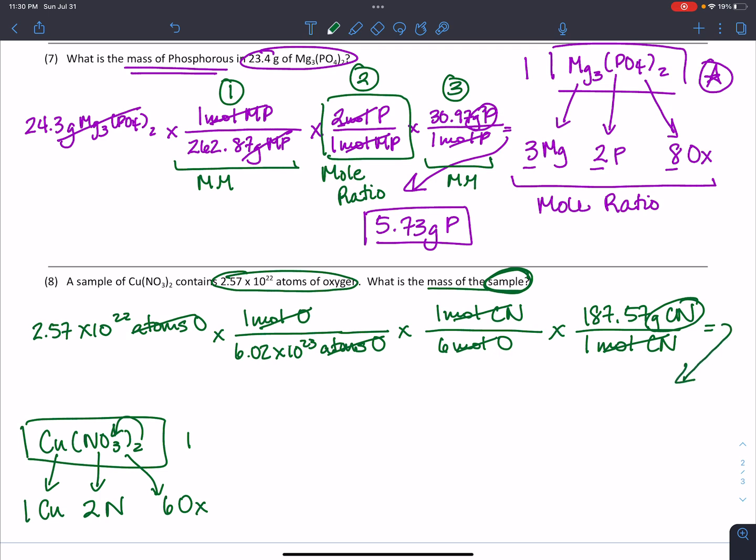So we go back to our calculator, and we type in 2.57 times 10 to the 22nd. We multiply that by 187.57. Then we divide by Avogadro's number, 6.02 times 10 to the 23rd, and then we divide again by 6. And we get 1.33 grams of the copper nitrate would contain 2.57 times 10 to the 22nd atoms of oxygen.